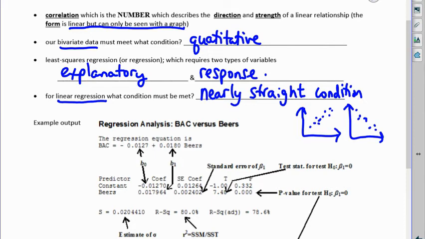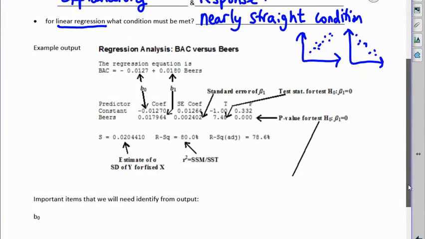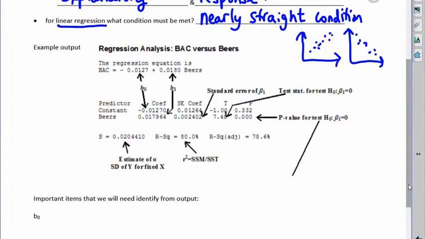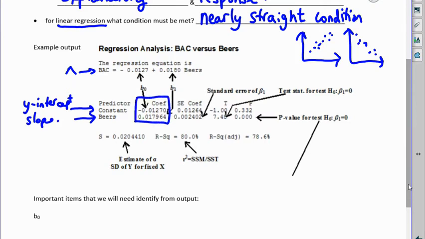So here's some sample output for blood alcohol content versus beers. And they have the regression equation, which has been written. If you were writing this, of course, you would put a hat on it. They can't do that with their output. And they've written the equation. How'd they get it? So the constant will describe your y-intercept. And the beers will describe your slope, with the first number under coefficient being the y-intercept and the next the slope.